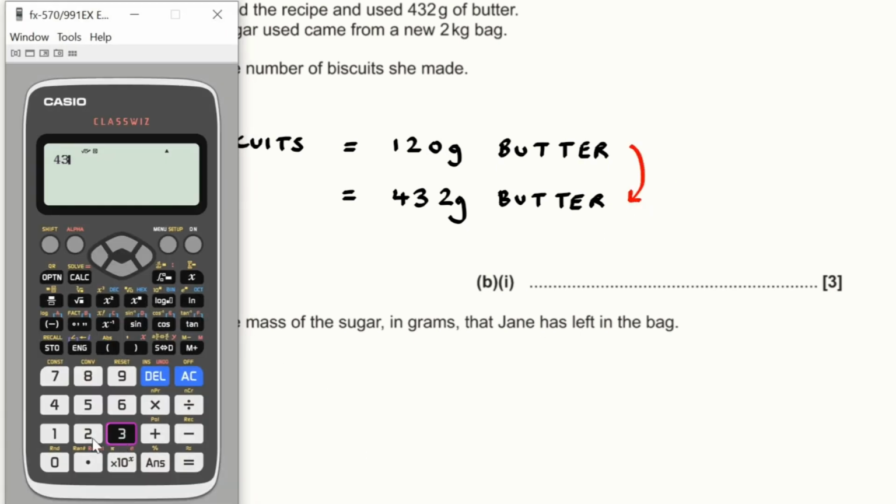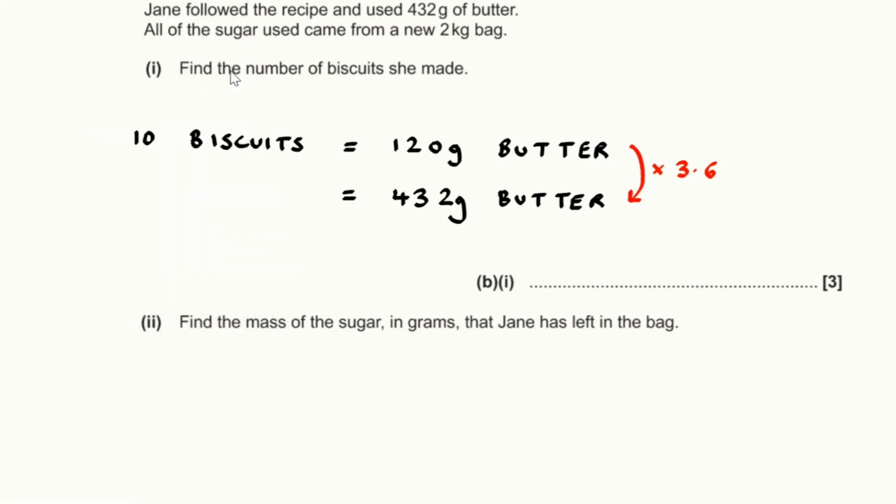Well, 432 divided by 120 is 18 over 5. So here we times 120 by 3.6 to get the 432. And so we'd have to multiply 10 by this to get 36. So 36 biscuits are made with 432 grams of butter.